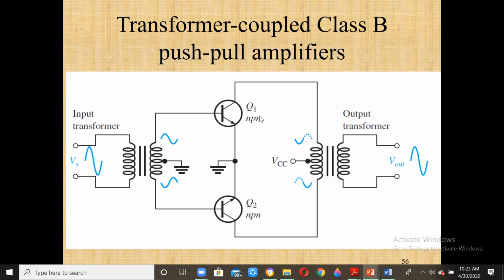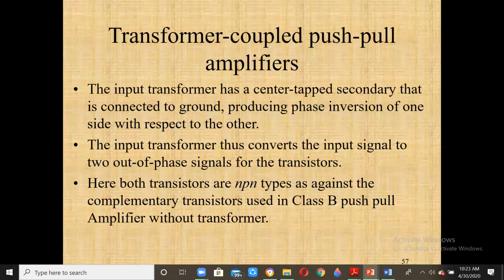Otherwise, the operation of the transformer coupled class B push-pull amplifier is just the same as the complementary push-pull amplifier. Only that here, because of the center tap transformer, the signal inversion at the input side itself will be there. The operation is just the same, except that we are using here two NPN transistors. There in the class B push-pull amplifier without transformer, we are using complementary transistors.